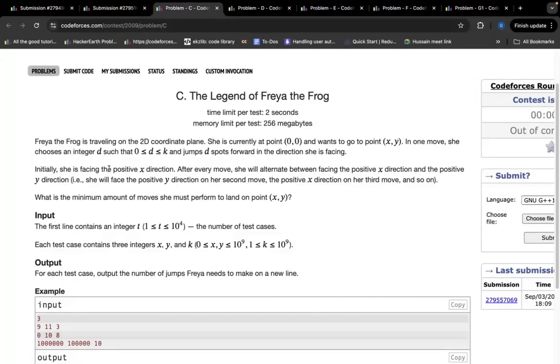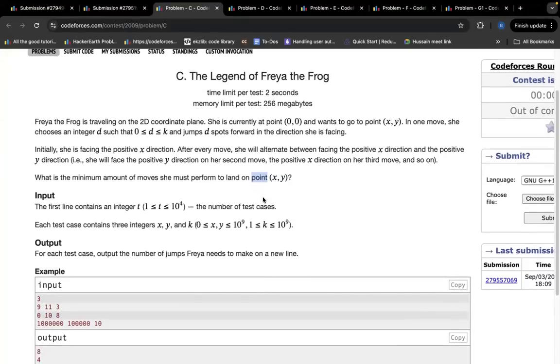Priya the frog is traveling on a 2D coordinate plane. She is currently at point 0, 0 and wants to go to point x, y. Right now, what she can do in one move is choose an integer d, where d ranges from 0 to k, and jump d spots in the direction she is facing. Initially, she is facing in the positive x direction. After each move, she will be alternatingly facing the positive x direction and the positive y direction. All right. We want to find the minimum number of moves required to land on point x, y.